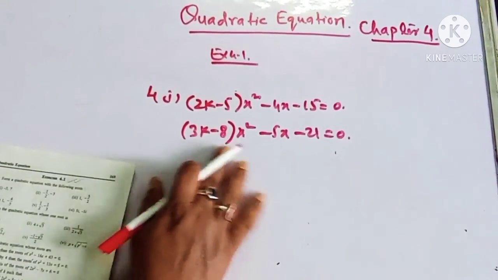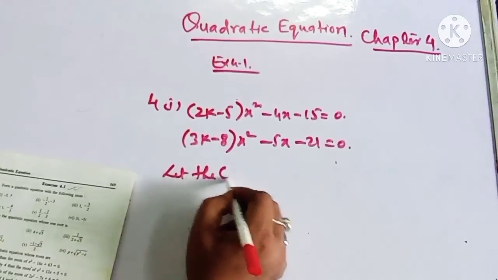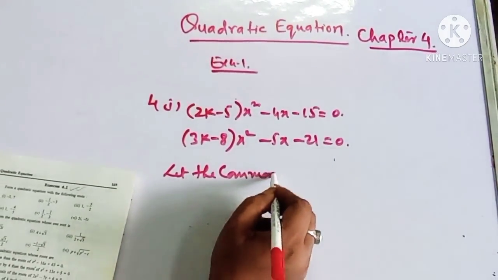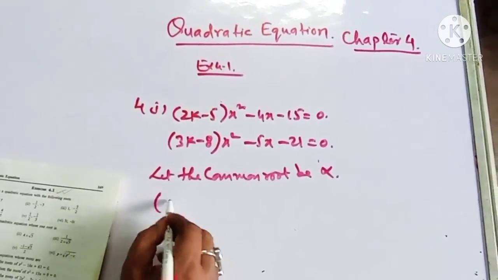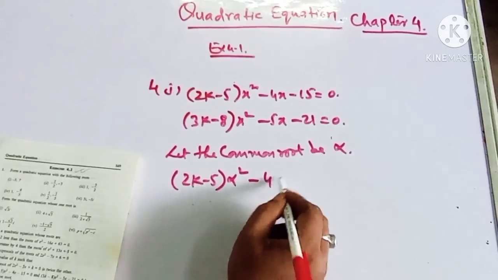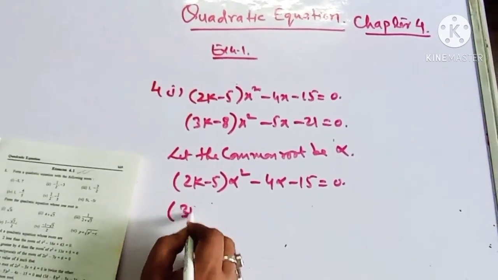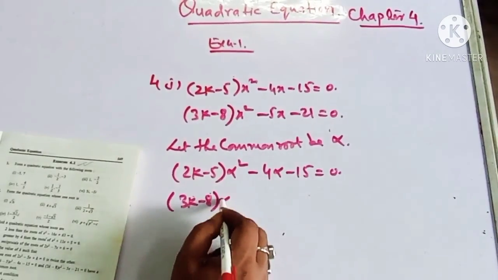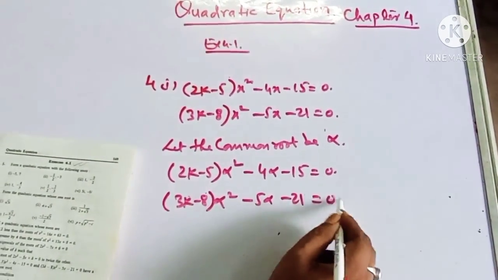Let the common root be alpha. So (2k − 5)α² − 4α − 15 = 0, and (3k − 8)α² − 5α − 21 = 0.